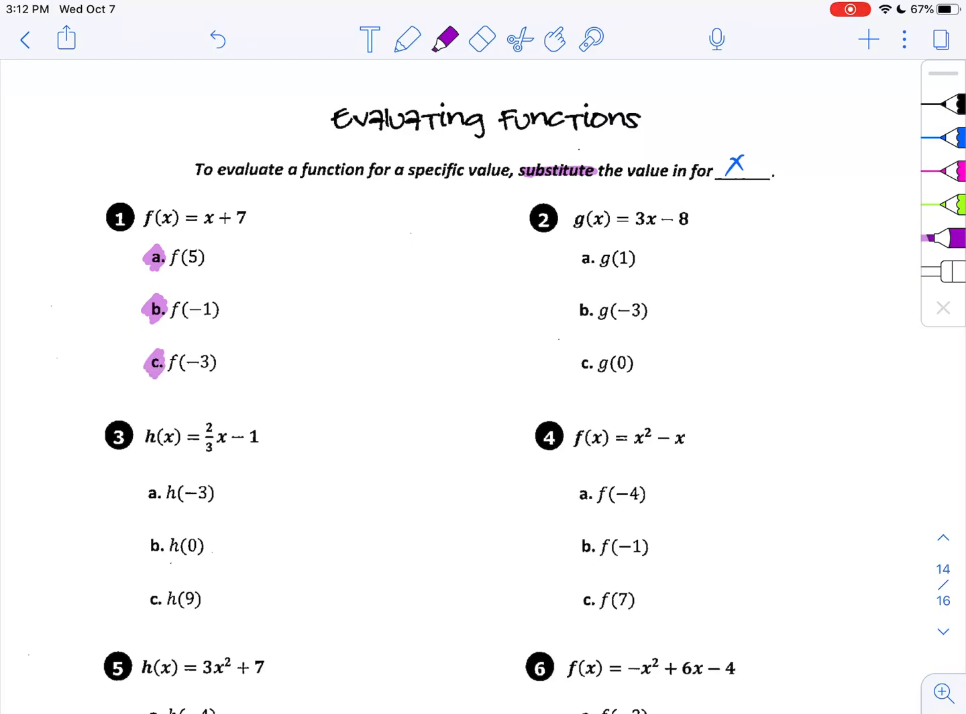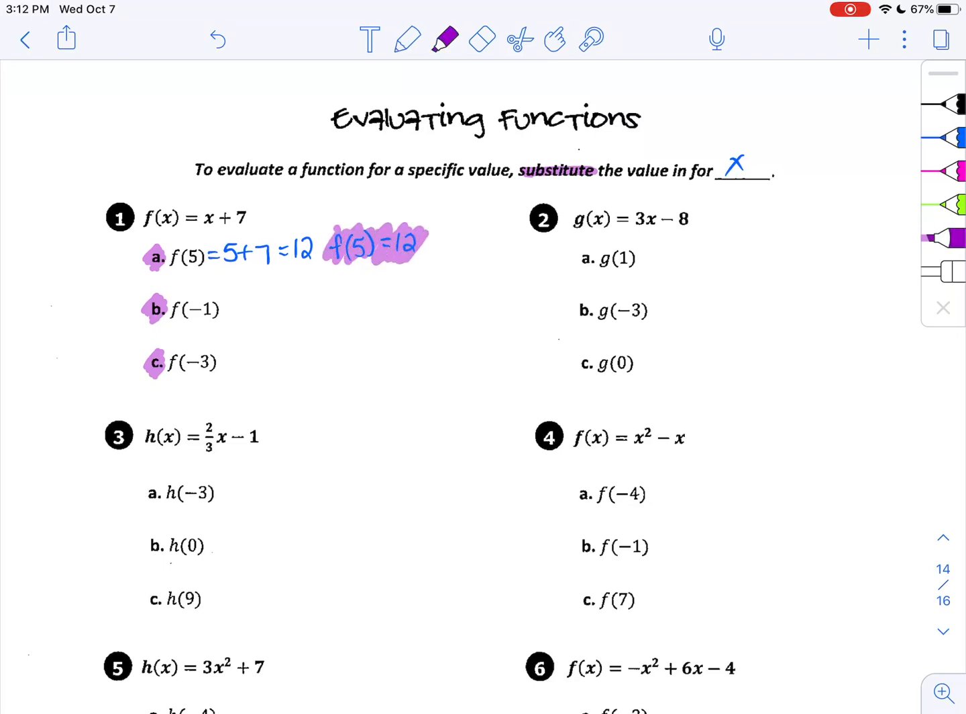That means we're going to use this function 3 different times, and each time we're going to replace x with a different number. So looking at part A, f of 5, we're going to replace x with 5. And 5 plus 7 equals 12. So for part A, f of 5 equals 12.